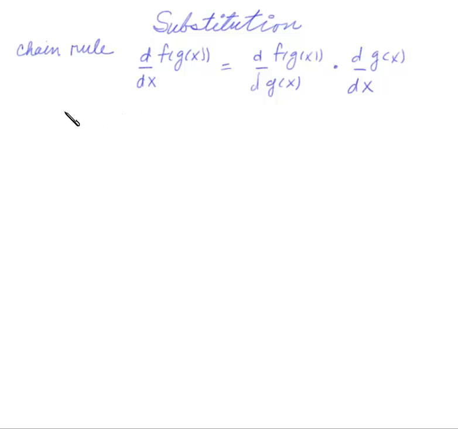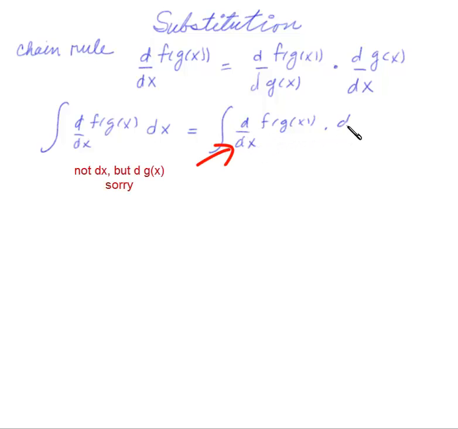But now we can notice that applying the integral operator, if I would just integrate on both sides of this equality, I would have the integral of the derivative, I'll write the whole thing out, d f of g of x dx, dx, and that's equal to the integral of df of g of x, dx times d of g of x dx, and then a dx over here.